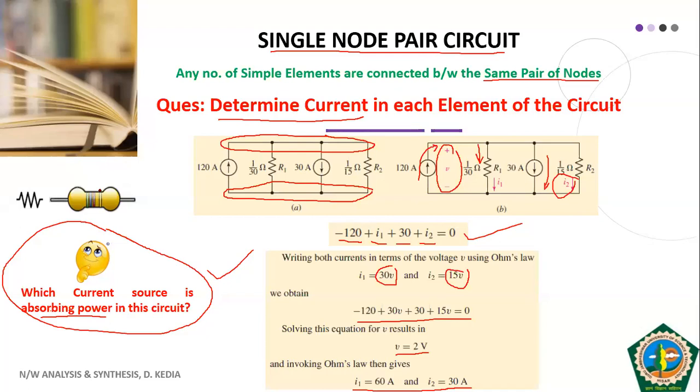No problem. Let me ask somebody else. Vishal, unmute yourself. Tell me, beta. Okay, can you guess? I am not talking about R1. I am talking about the current source. There are two current sources here. One is the 120 ampere current source, and another is the 30 ampere current source.